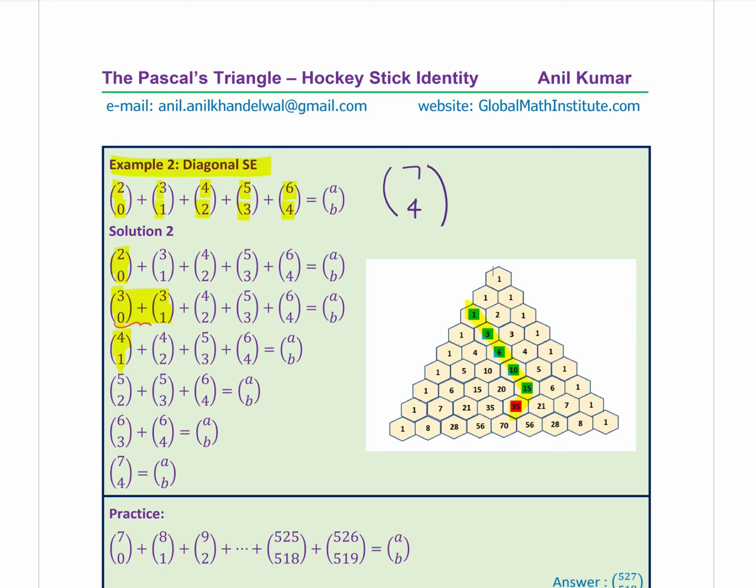So we combine these two to get 4C1, then we combine 4C1 and 4C2 to get 5C2, and then we combine 5C2 and 5C3 to get 6C3. Combining 6C3 and 6C4, we get 7C4, and as expected, that becomes our answer. You get the idea, right? So you converge to your answer in this particular case.